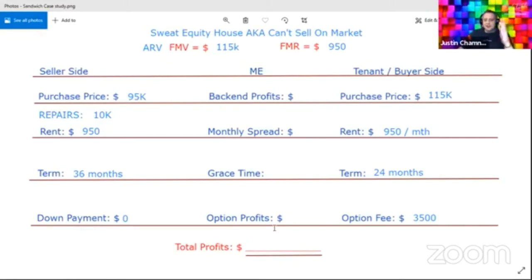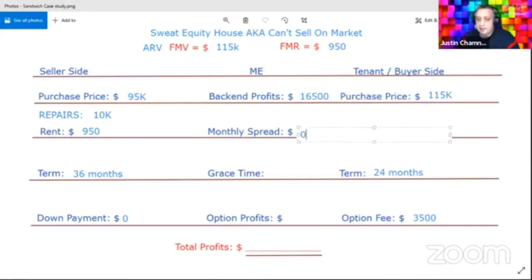And this is an ugly deal. It's not really a pretty bread and butter deal. This is a sweat equity deal. So I'm going to let the tenant buyer keep a little money. I'm going to let him make a little money too. Okay. So 115,000 fair market value. I got it for 95. So there's 20 there. I set him up at 115, the tenant buyer. So I got a potential of $20,000 back end here, except he already paid $3,500. So I really have a potential back end of $16,500.